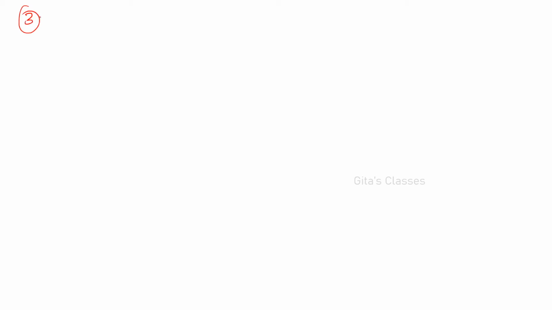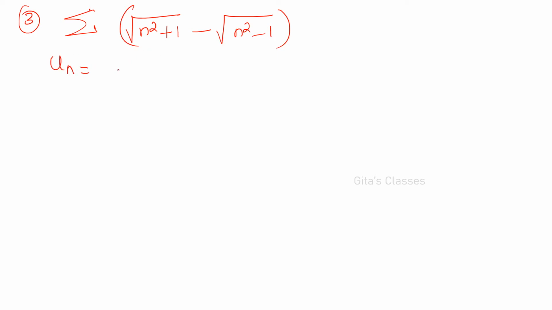So third one, test the convergence of sigma root of n squared plus 1 minus root of n squared minus 1. So here what will you do? What is the procedure for comparison test? We have to bring the maximum power of n from the denominator outside. Now everything is in the numerator, no? So what is our un now? You try to bring it to the denominator. How will you do that?